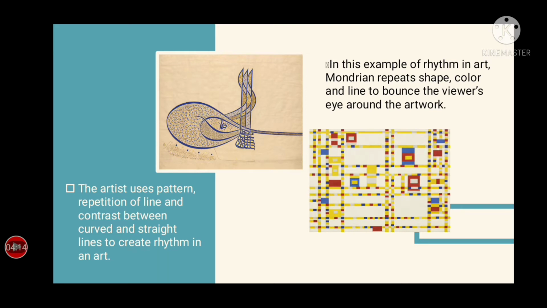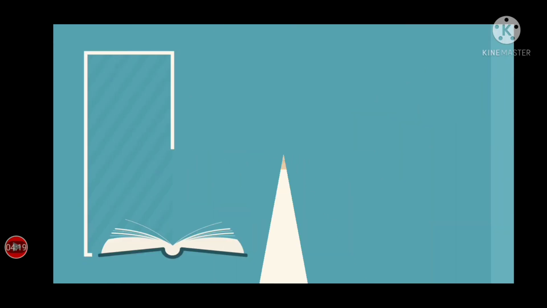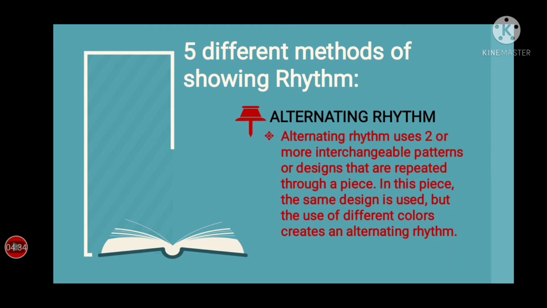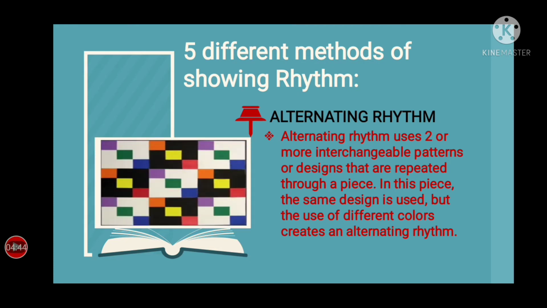And now that we understand what rhythm is, we will proceed to the 5 different methods of showing rhythm in art. So what are those methods? Number 1, alternating rhythm. When we say alternating rhythm, it is a rhythm that uses 2 or more interchangeable patterns or designs that are repeated through a piece. In this piece, the same design is used, but the use of different colors creates an alternating rhythm.